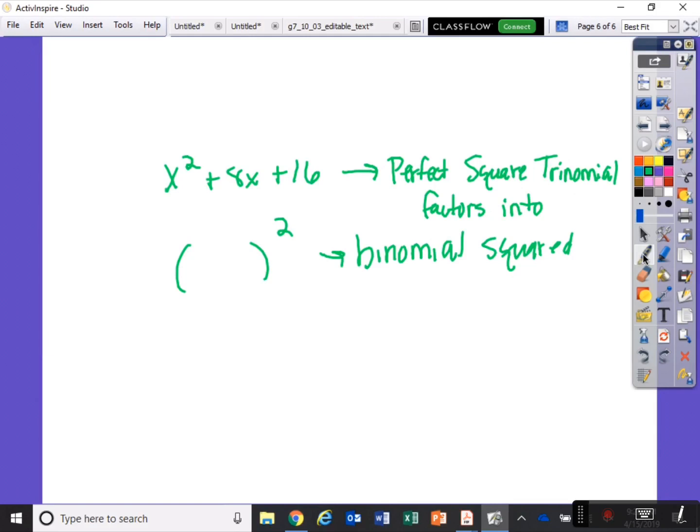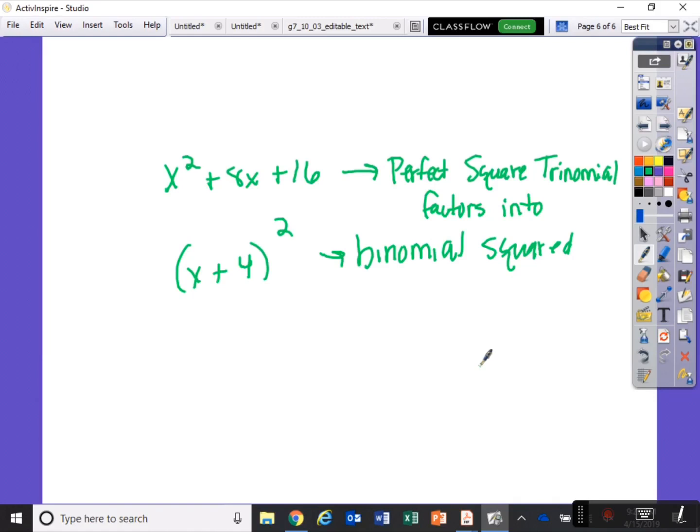So again, the square root of x squared is x, the square root of 16 is 4. Those two multiplied make 4x, and doubled makes 8x. Okay? So to get our answer, what's the square root of x squared? X. What's the square root of 16? 4. What's the middle sign? Plus. That's it. So if you recognize it, you just pull it straight down.